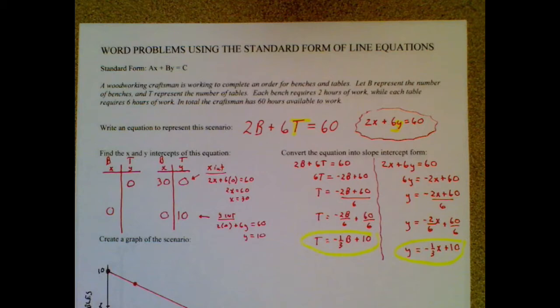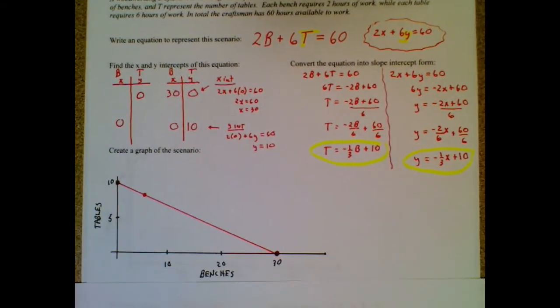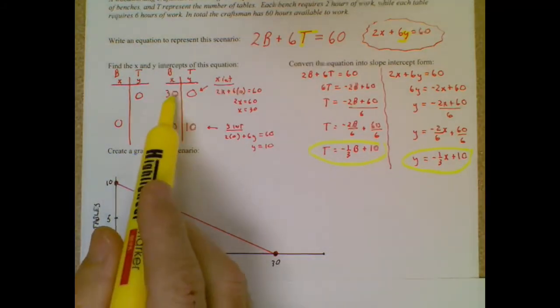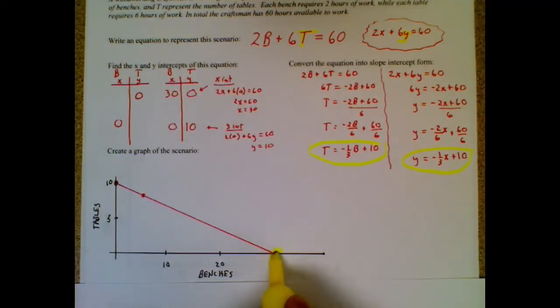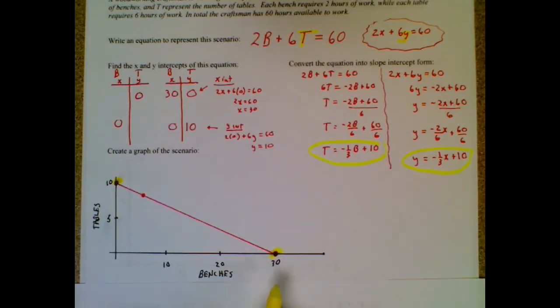It's probably easiest to graph this when you're using the intercepts. 30, 0, that's a point on the graph. 0, 10, that's a point on the graph. And we have our y-intercept and we have our x-intercept. I messed up that order. We have the x-intercept, that's where the graph intercepts the x-axis. We have the y-intercept, that's where the graph intercepts the y-axis.